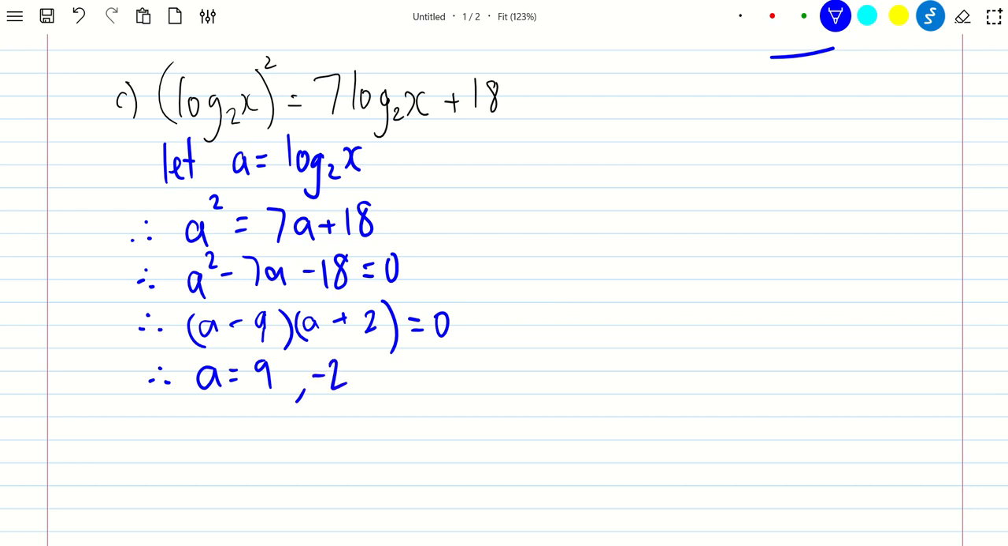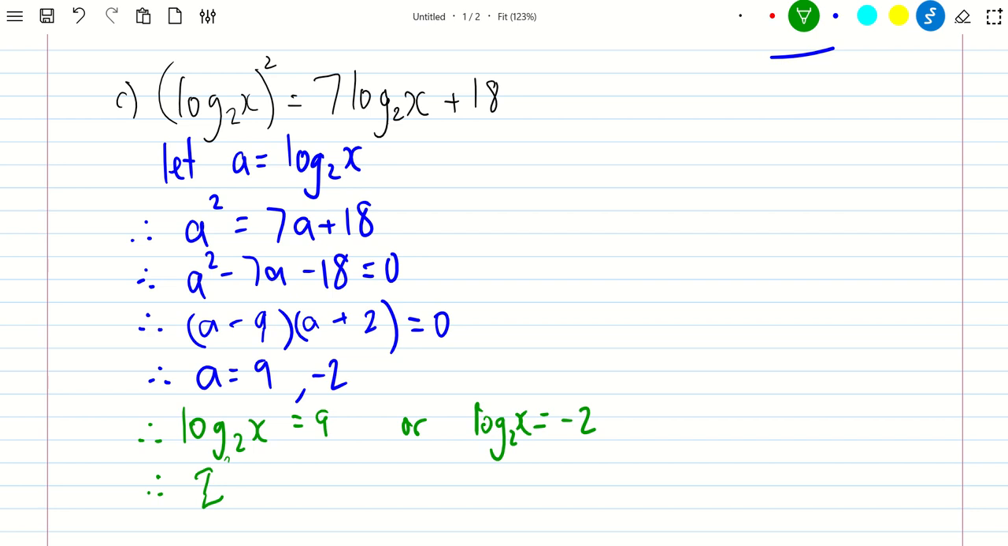Now let's put our value back in there, so we're going to sub back in. So therefore we have log base 2 of x is equal to 9, or log base 2 of x is equal to negative 2, and we just need to write the solutions out. Okay, so for this first one, log base 2 of x is equal to 9, so that means 2 to the power 9 is equal to x. That was very messy, my apologies. I don't even know what 2 to the power 9 is. I'm just going to leave it like that because it's too big, whatever it is.